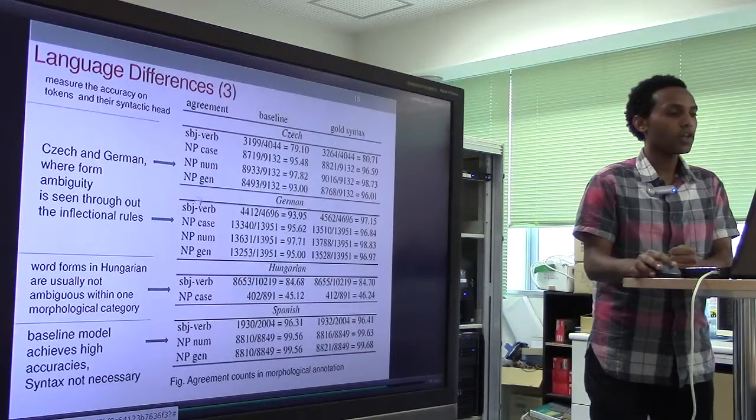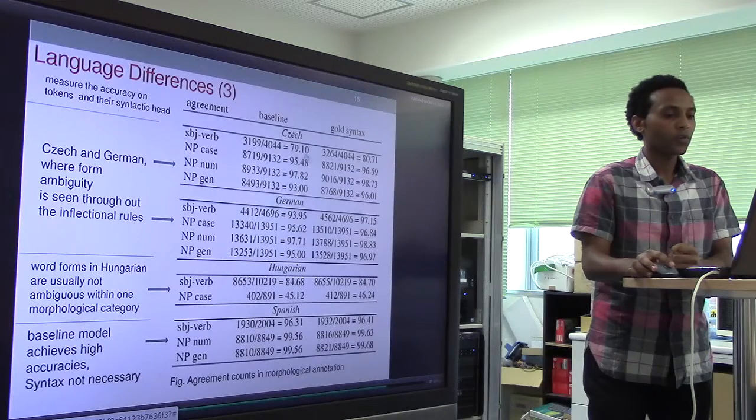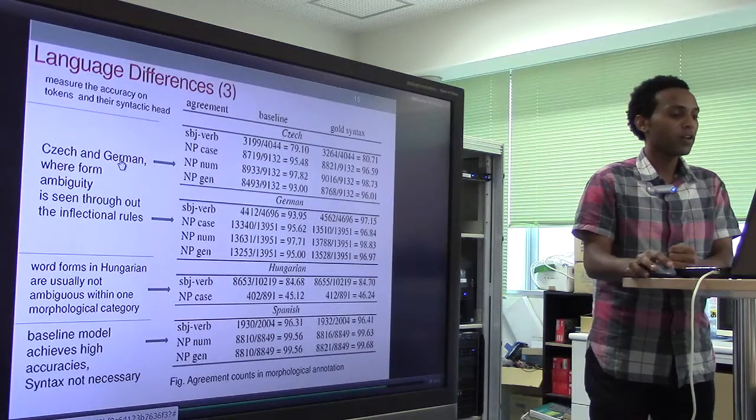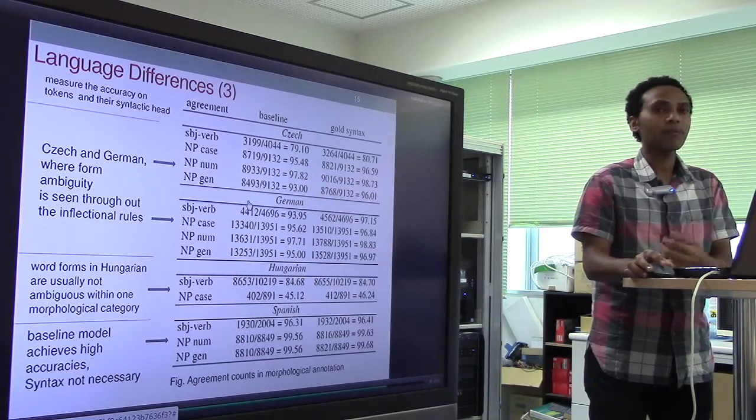These results measure the accuracy on tokens and their syntactic heads. This is the baseline, and this is when the gold data is used. In Czech we see an improvement from 79 to 80, but in Hungarian we don't see this improvement. It is 84, and it's 84 here also, and also in Spanish 96 and 96. The improvement is seen in Czech and German. For Czech and German, where form ambiguity is seen throughout the inflectional rules, we see improvements. Because of the inflections, we can learn something from the system.